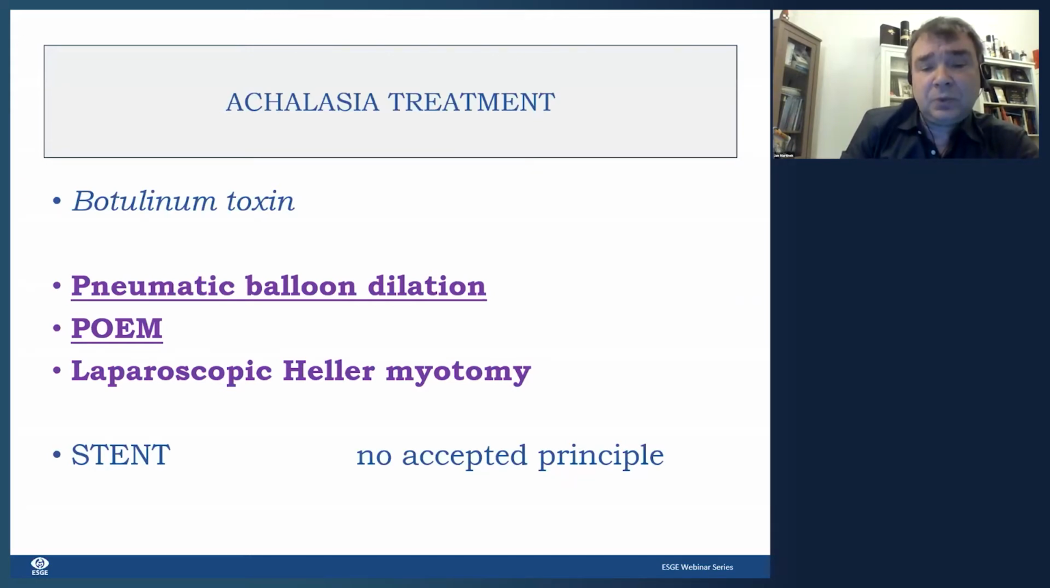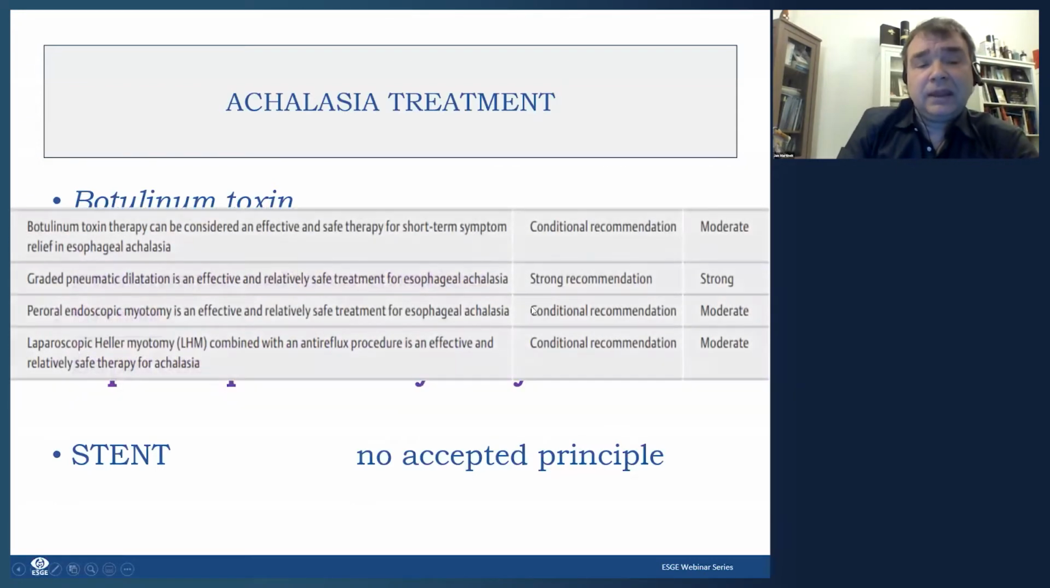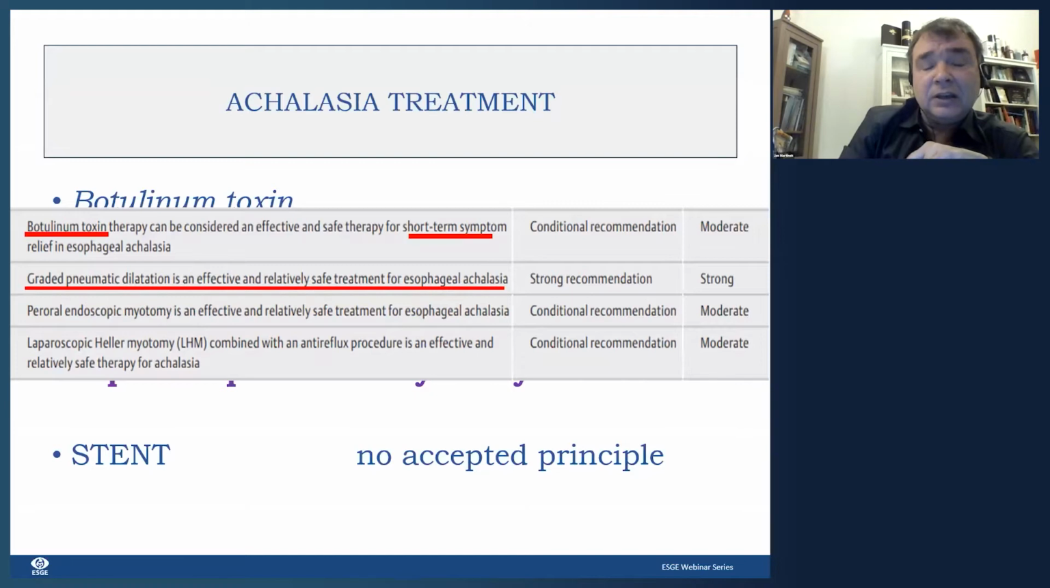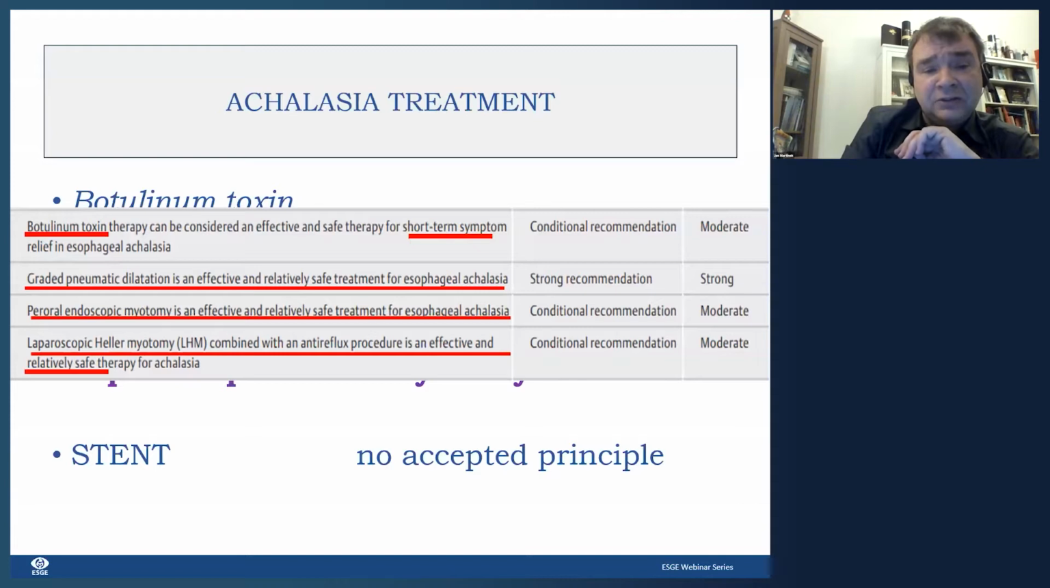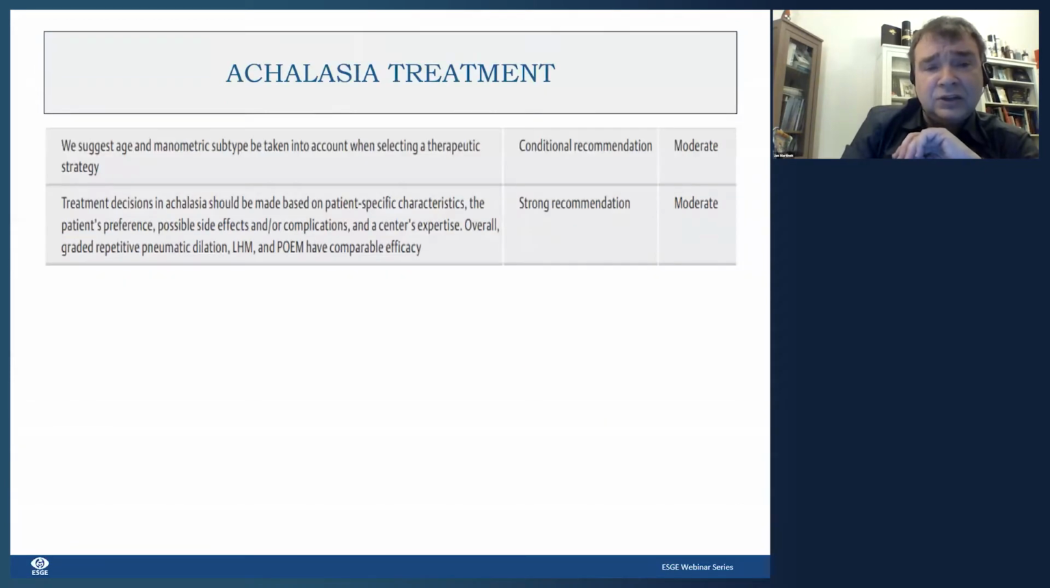If you look at the guidelines, they say that botulinum toxin is an effective and safe therapy for short-term symptom relief in achalasia. It means this treatment should be reserved for old or polymorbid patients. Graded pneumatic dilation is an effective and safe treatment for achalasia. POEM is also an effective and safe treatment for achalasia, as well as laparoscopic myotomy combined with an anti-reflux procedure, which is an effective and relatively safe treatment for achalasia.